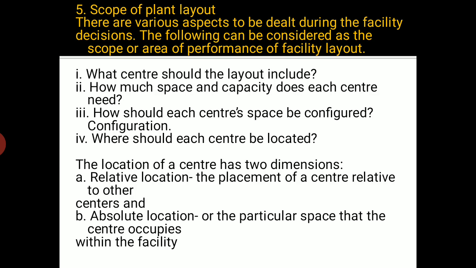Supposing 5 functions are there, 5 centers are there, then each center may not require an equal amount of space. Then at that time we should know how we are going to make the arrangements, right? Next comes where should each center be located. Very important. Once you enter the main gate, it is always parking, then the foyer area, then maybe the administrative area, then maybe the other areas.